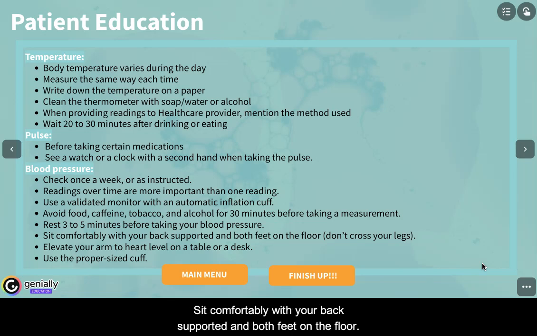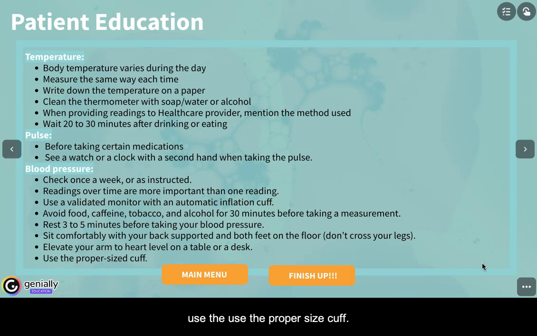Sit comfortably with your back supported and both feet on the floor. Don't cross the legs. It's very important to teach our patients that. Elevate your arm to heart level on a table or a desk and use the proper size cuff. So once they put on the cuff, they should be able to place 2 fingers under it, so it shouldn't be too tight, because if it's too tight, the blood pressure reading shows higher. If it's too loose, it will show lower than what it is.